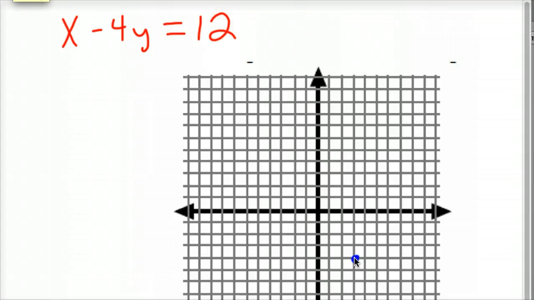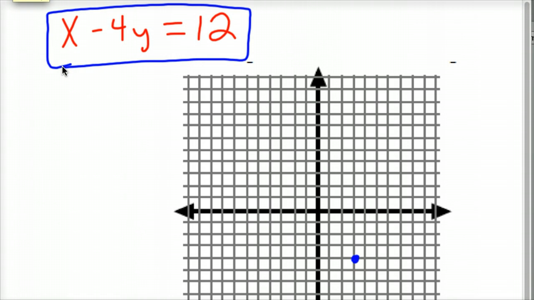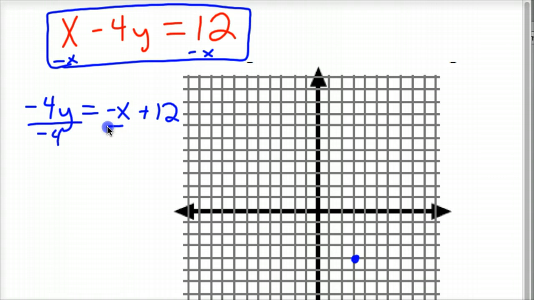There's your first point. And then I like to solve for y up here to graph these things. So I'm going to subtract x from both sides. Always get y by itself. It just makes it easier to graph if you do that, not always, but most of the time. Then you divide by negative 4. Hopefully you've done this 1,000 times, so it's not that big a deal. And so y is equal to 1/4 x minus 3.